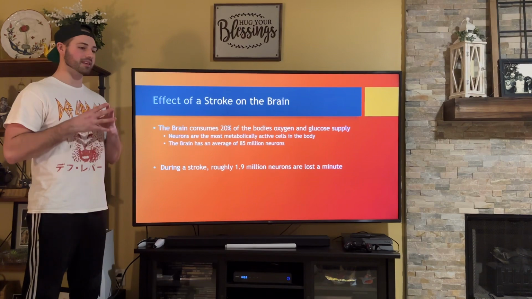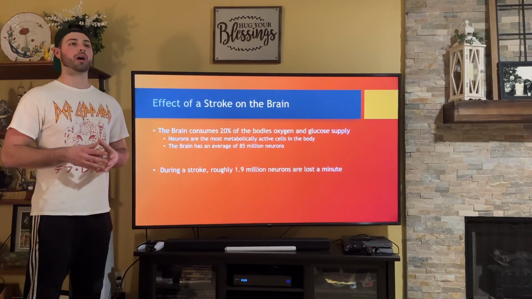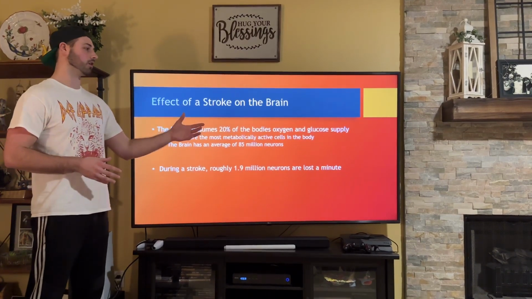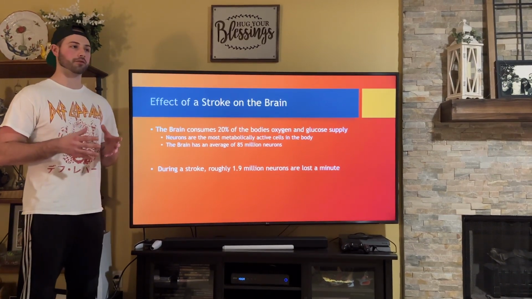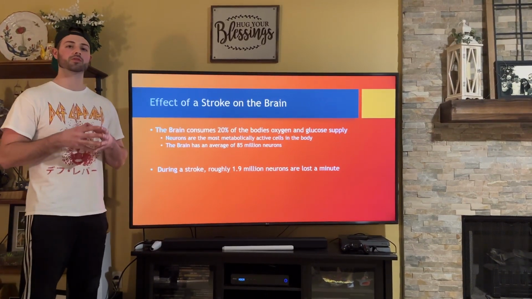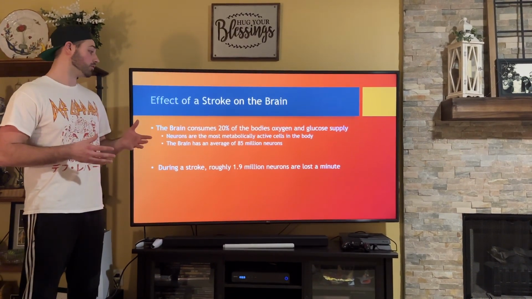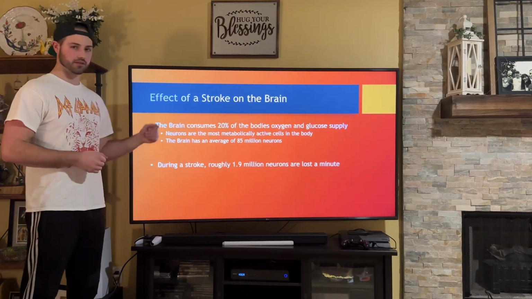And now these brain cells will primarily use the oxygen from blood to oxidize carbohydrates, its favorite carbohydrate being glucose, which it uses for energy. And if this supply is cut off for any reason, these brain cells will almost immediately begin to die, and you can lose roughly 1.9 million neurons a minute during a stroke.